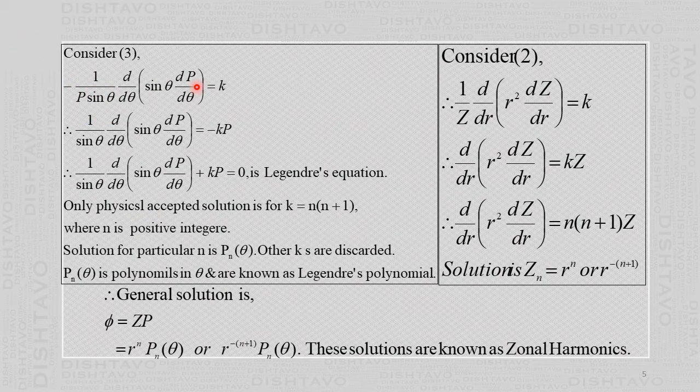Now what we do here is we take this P on the other side and the minus sign also taken on the other side. So this becomes equal to minus kP. Then we take it on the left hand side, it becomes plus kP equal to 0. Now this equation is called Legendre's equation. But this Legendre's equation is in the spherical coordinate.